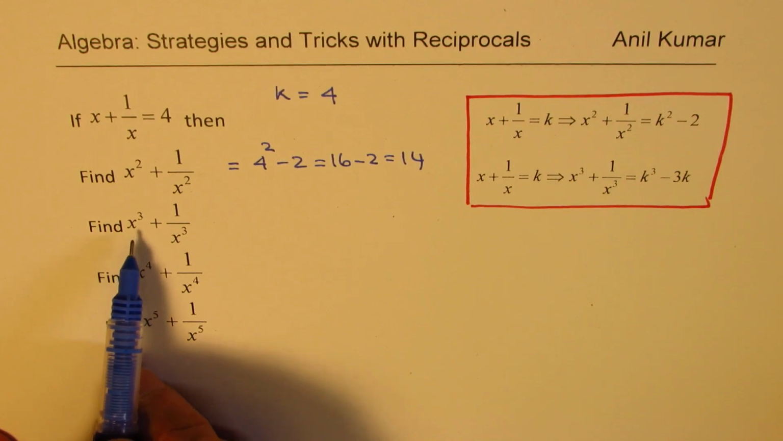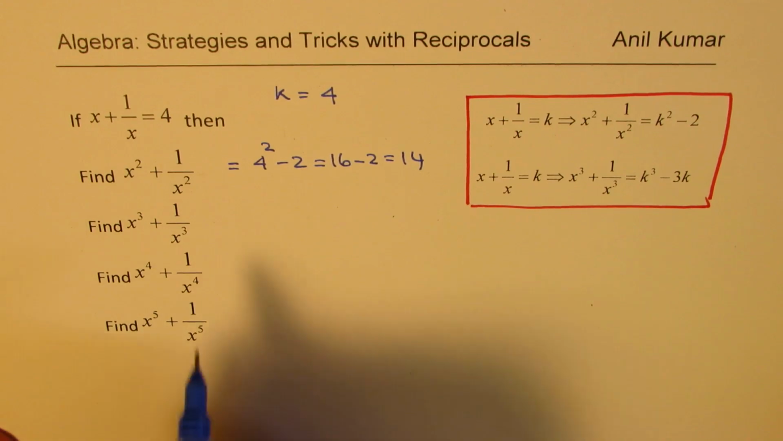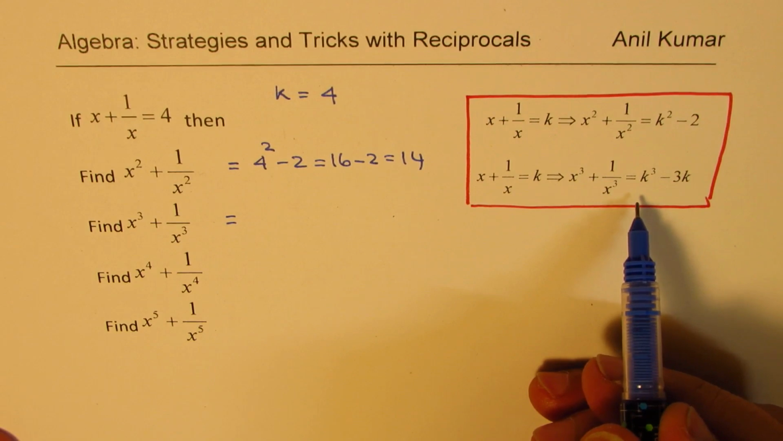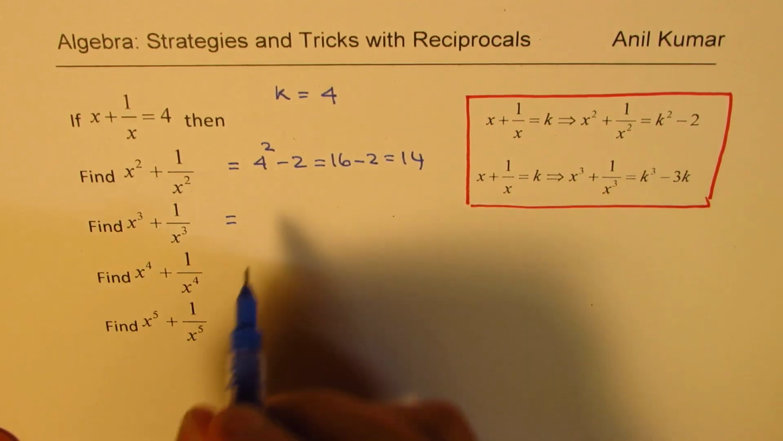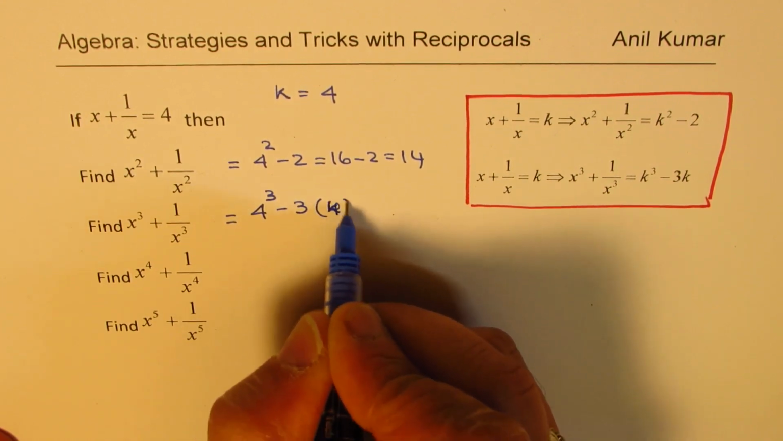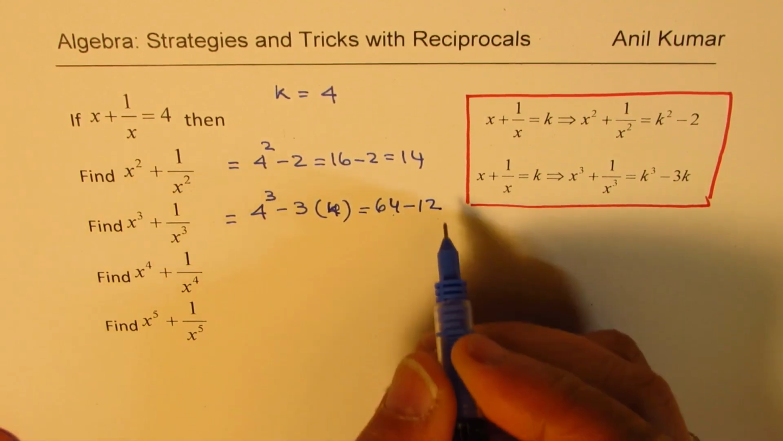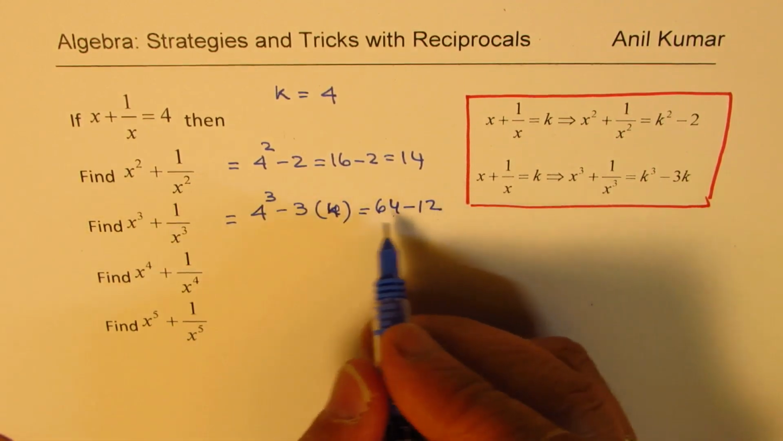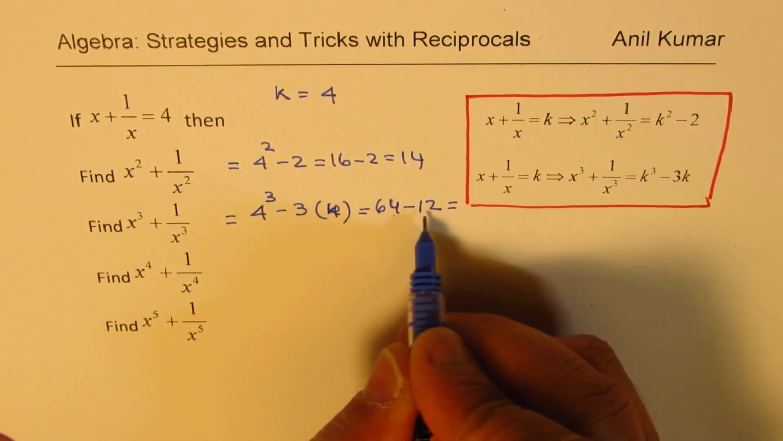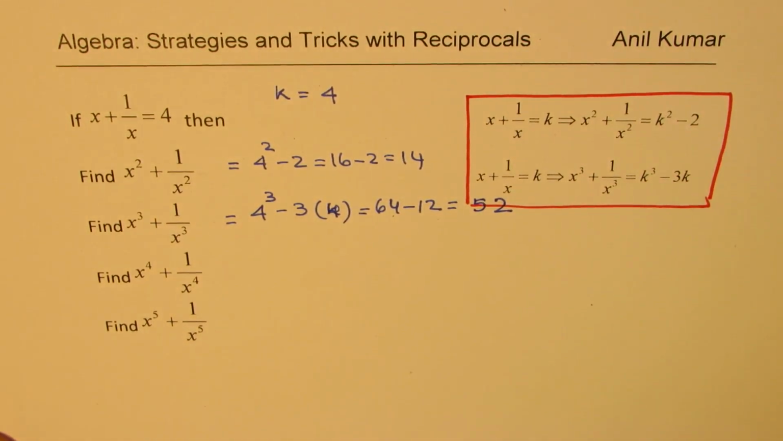If I have to find the value of x cubed plus 1 over x cubed, and I'm given x plus 1 over x equals 4, what should that be? Well, just apply the formula, right? So formula number 2 will be applied here, which is k cubed minus 3k. That is to say, 4 cubed minus 3 times 4, since k is equal to 4, right? So this is 64 minus 12, which is 52. So that is what we get.